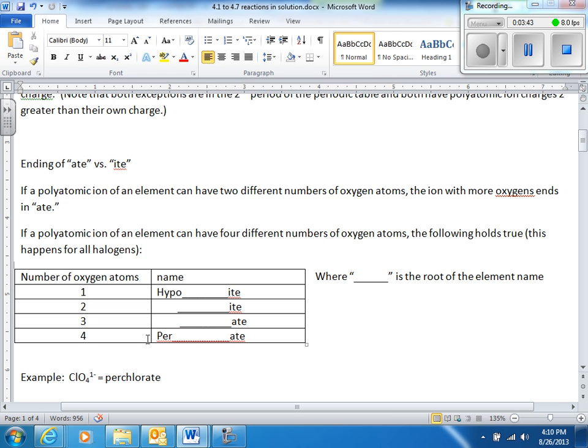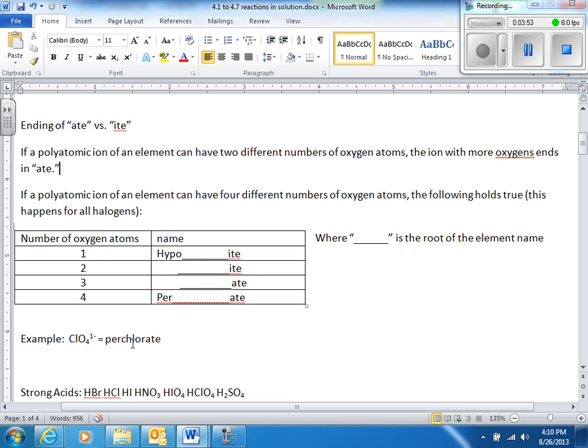Perbromate, so that would be bromine. Perbromate would have 4 oxygens. That would be Br for bromate, O4 1-. So just giving you an example here of perchlorate.